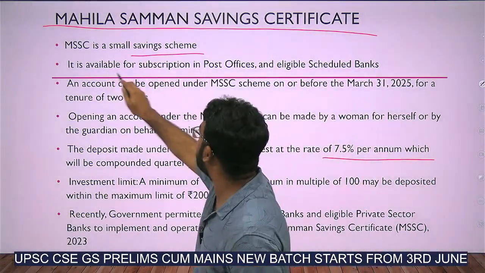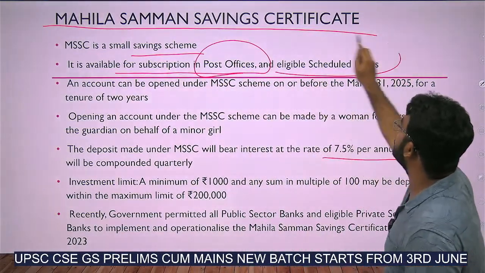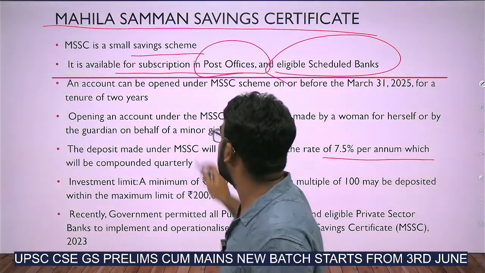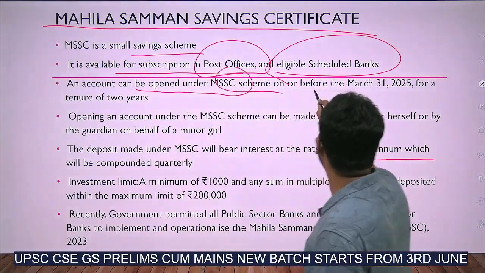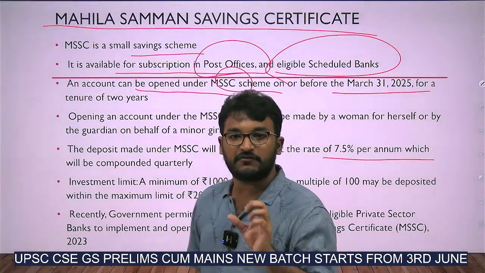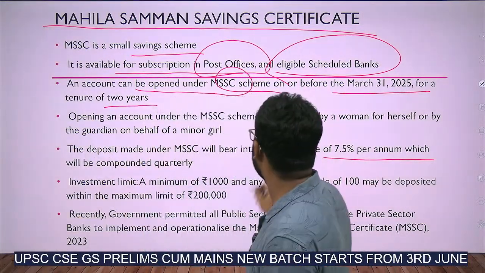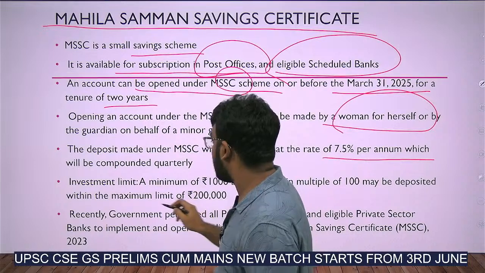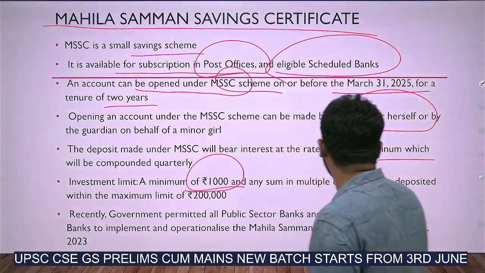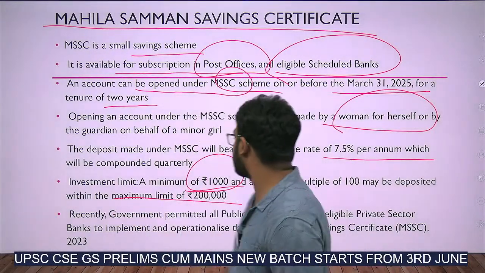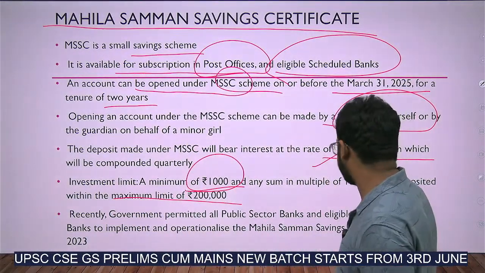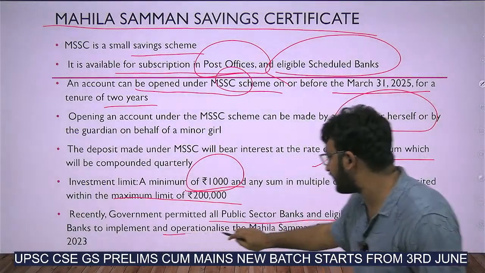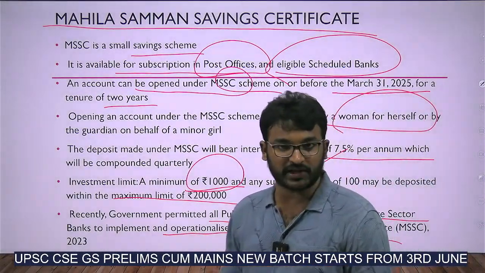This is a small savings scheme available for subscription in post offices and eligible scheduled banks. We can get the Mahila Samman Savings Certificate from these bodies, and an account can be opened under this scheme on or before March 31st, 2025, for a tenure of 2 years. Who can open this account? A woman for herself, or a guardian if the woman is a minor. The investment limit is a minimum of 1000 rupees and a maximum of 2 lakhs. Interest rate is 7.5%. Recently, the government permitted all public sector banks and private sector banks to operationalize this Mahila Samman Savings Certificate. This is very important.